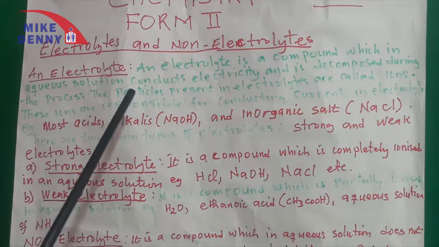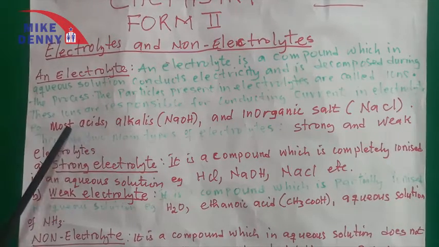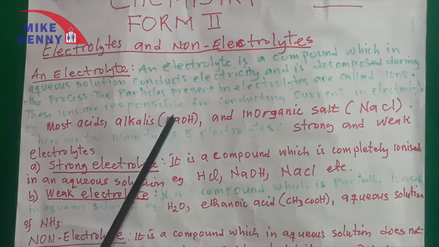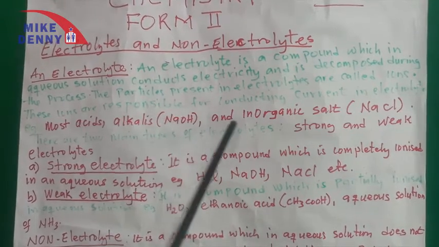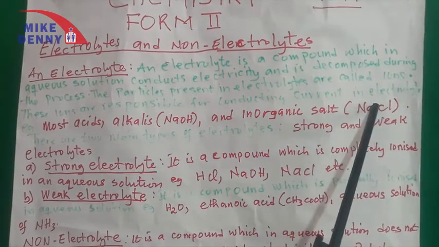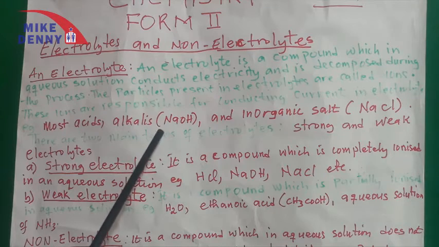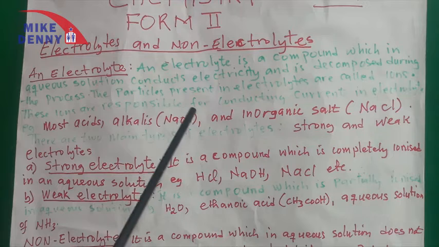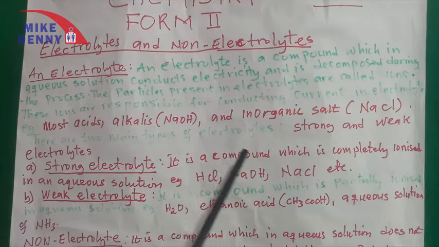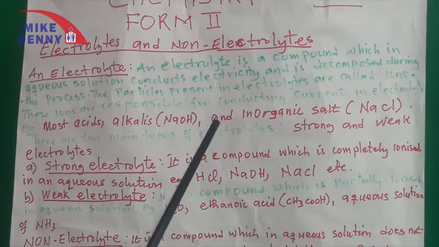Those are compounds. For example, hydrochloric acid, most acids: hydrochloric acid, hydrogen chloride, nitric acid, all of them are acids. And bases, alkalis: sodium hydroxide, potassium hydroxide. And inorganic salts: sodium chloride, potassium chloride, magnesium chloride, calcium chloride. Those are salts. Now, when you pass current through these salts, they will break down and produce, for example, sodium ion and hydroxide ion. These ions are the ones responsible for allowing current to pass through them. If you connect it in a series to a cell, you discover that your bulb will light.